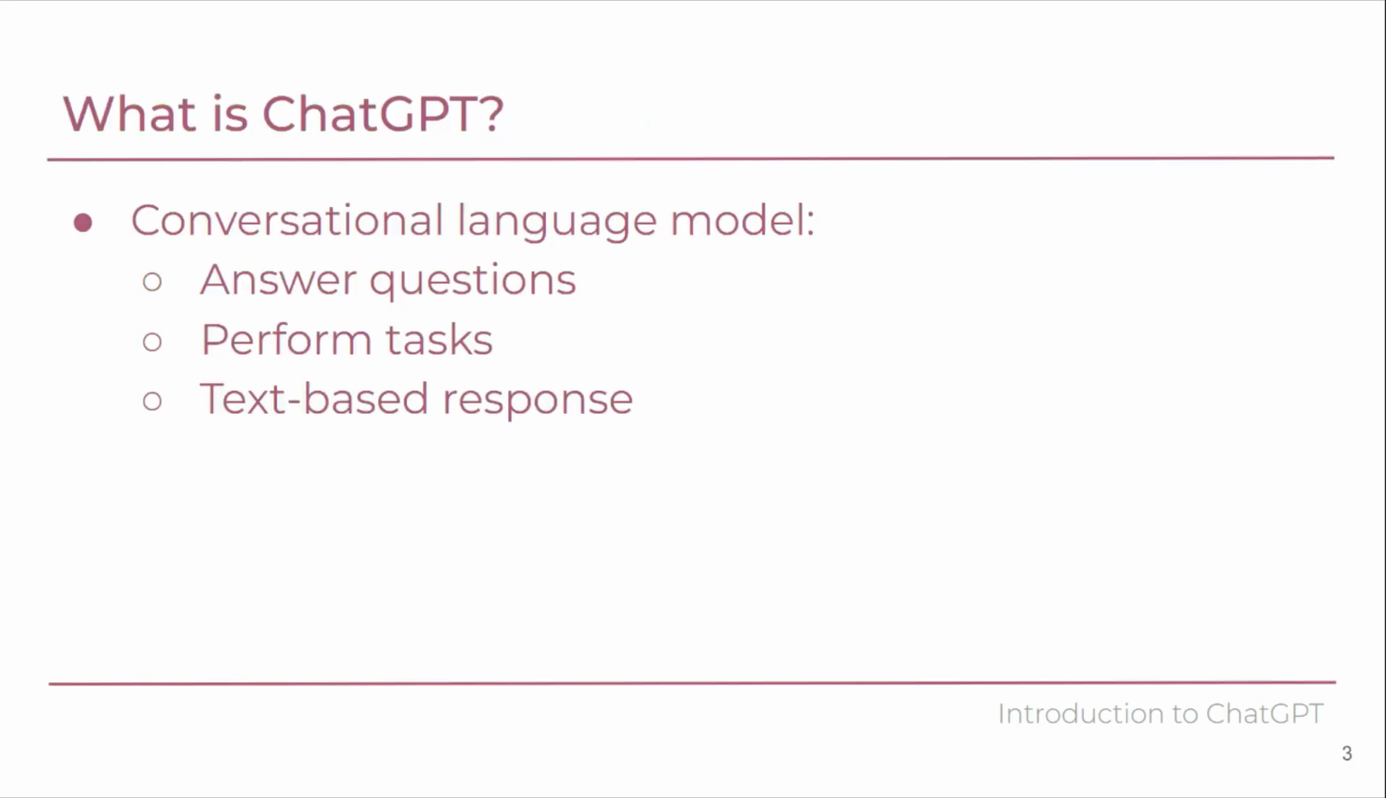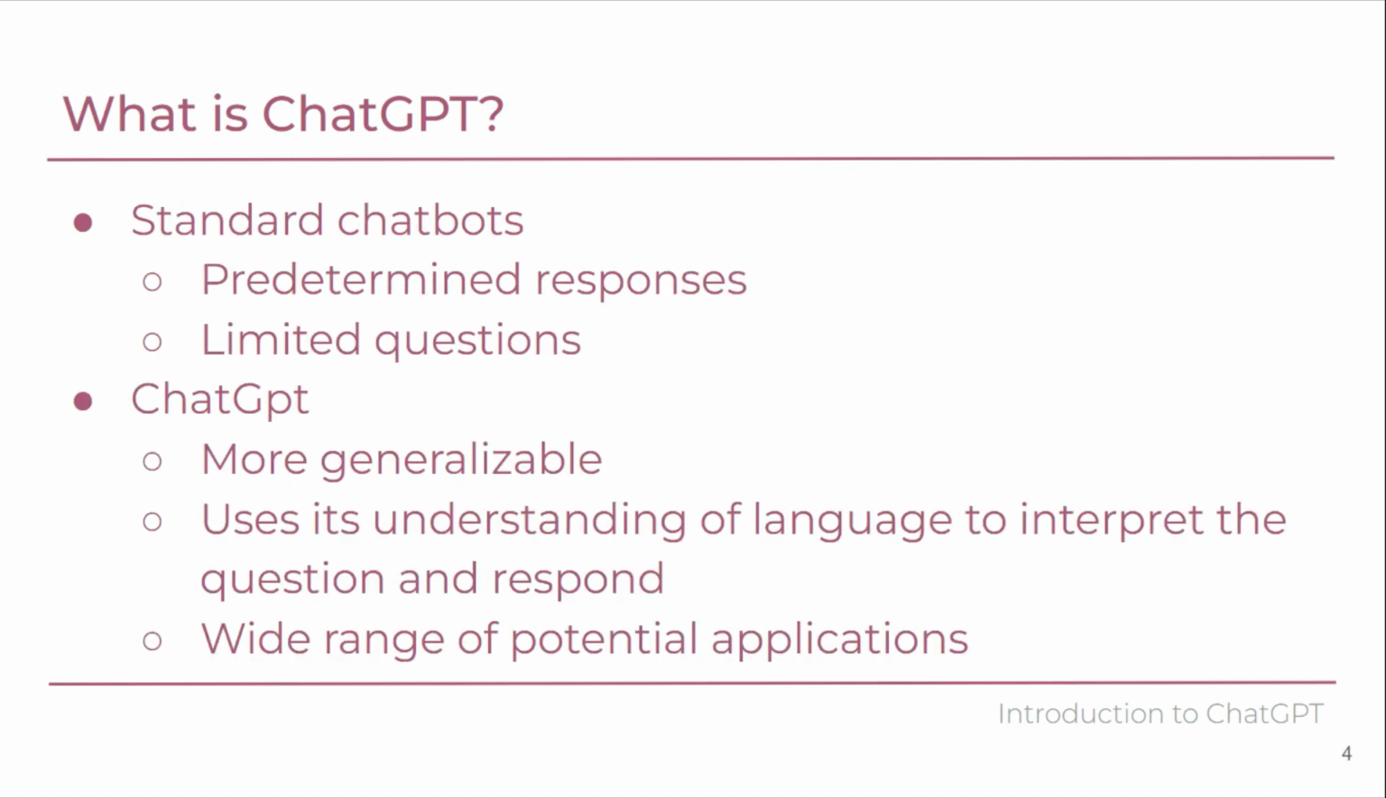ChatGPT, by OpenAI, is a conversational language model, which means it can answer questions or perform tasks that yield a text-based response. This may not sound much different to a standard chatbot, but ChatGPT is much more than that. Standard chatbots are usually designed to return a predetermined response to a limited number of questions. ChatGPT is far more generalizable, as it uses its understanding of language to interpret the question or task and determine the most appropriate response. This means that ChatGPT has a wide range of potential applications.